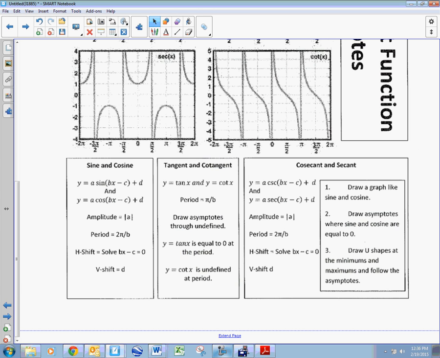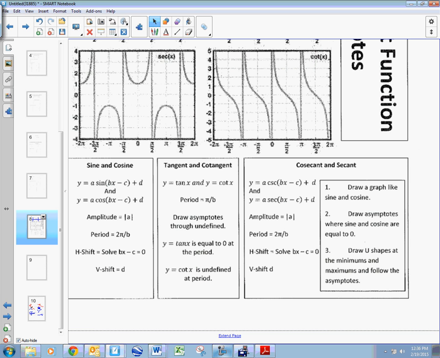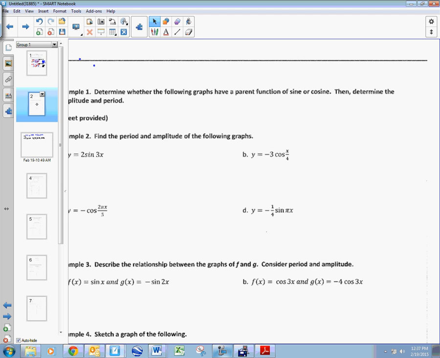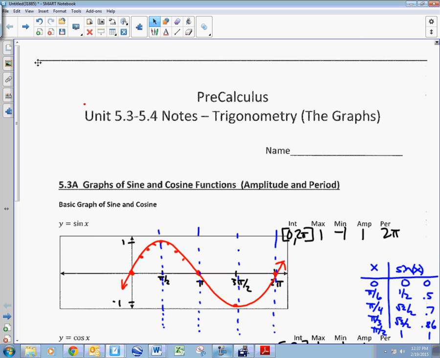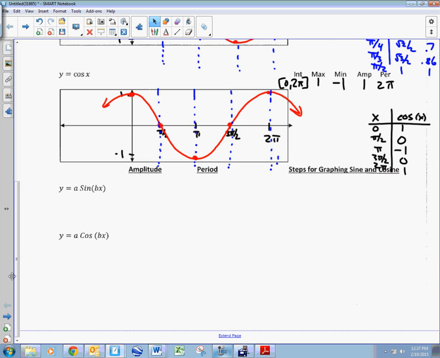This is a sheet that you'll want to become very familiar with, okay? So people find this to be helpful over the course of the year. We will also be graphing tangent, cotangent, secant, cosecant, stuff of that nature, okay? So we flip back to the front, and we'll decide these couple things.